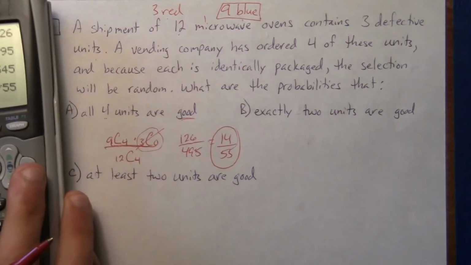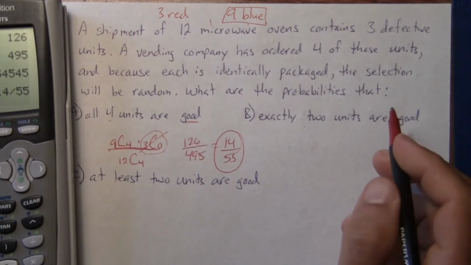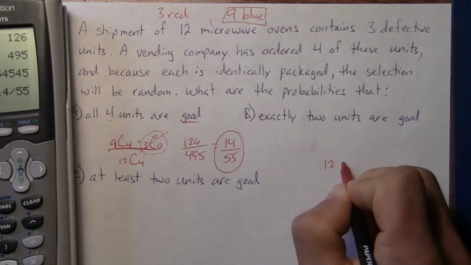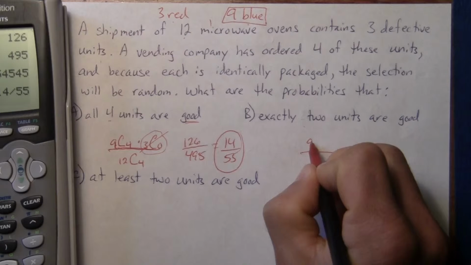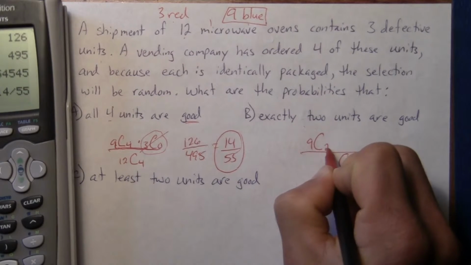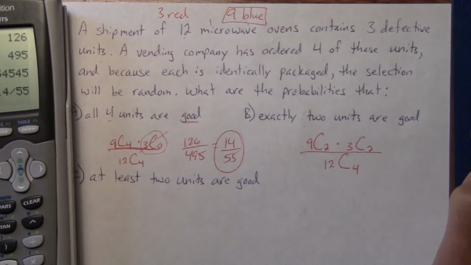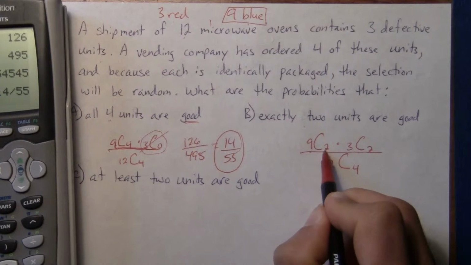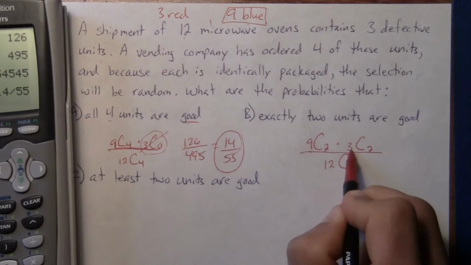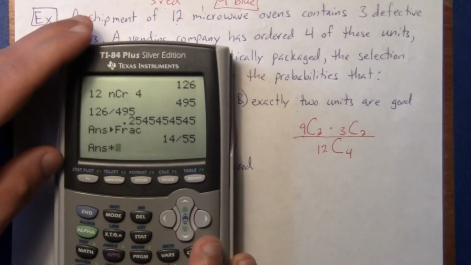Alright, so now keep that in mind how I did this, because I'm going to do basically the same thing over here. Exactly 2 units are good. Well, I'm still selecting from 12 units, and I am picking 4. This time I know there are 9 good ones, but only 2 of them are good. There are 3 that are not good, and I need 2 of those. So again, there are 9 blue marbles, I want 2. That's only accounting for 2. I'm supposed to have 4, so there are 3 red marbles, I would need 2 of those. And now I'll go back and I'll do all my calculations again.